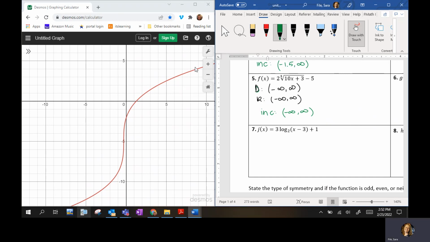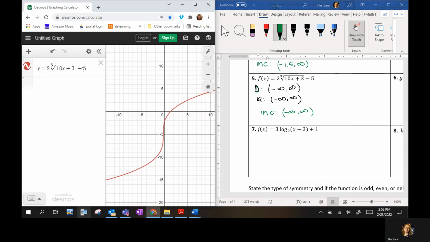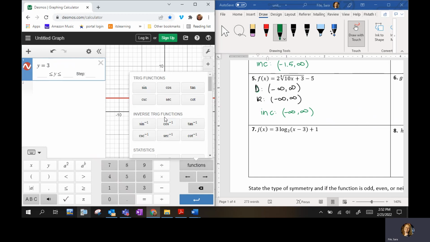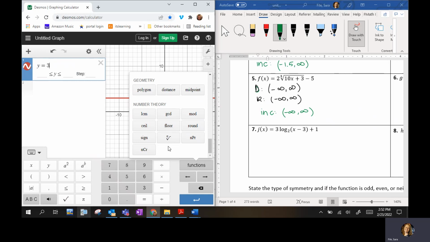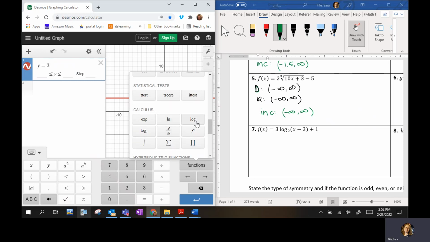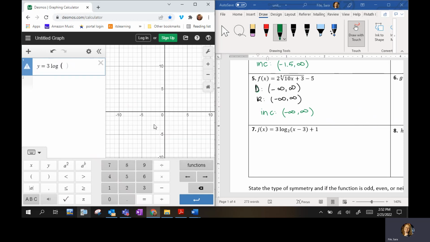All right, let's look at this log. We've got 3, and then if you go to the functions button here, that's where you'll find your log down toward the bottom. Not all the way to the bottom. Here we go. So if you have a log base, you need this one that's log base a. If it's a common log, you just click that one. But we need to put in that it's a base 2. And inside the parentheses is x minus 3, and plus 1.